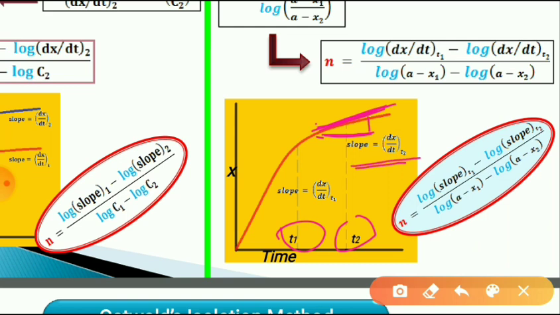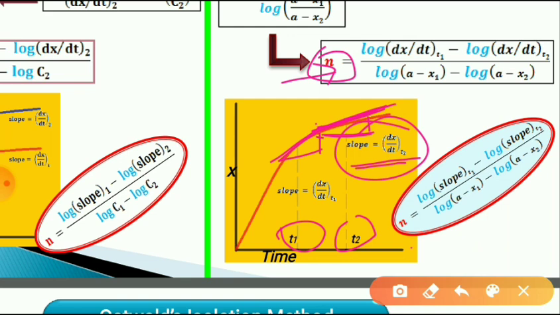That is, slope equal to dx upon dt for t2, and again here also the same: plot the tangent and join the two points on the curve, so we get the slope, which gives the dx upon dt, that is the rate. Those values can be substituted in this equation so that we get the value of n. So from here we can modify this equation again: dx upon dt can be replaced by the slope.